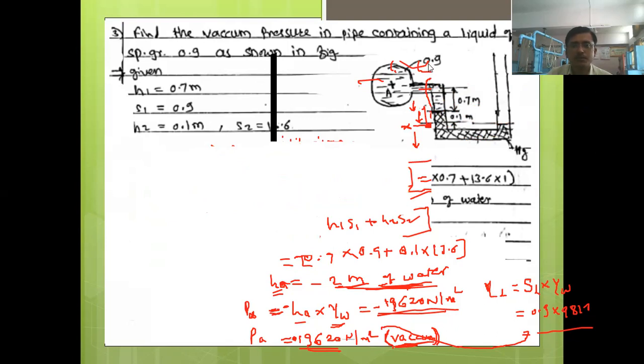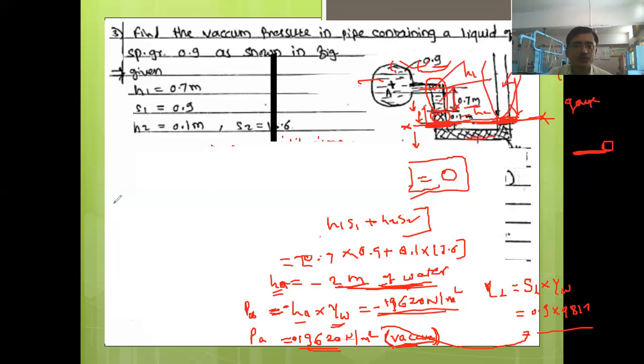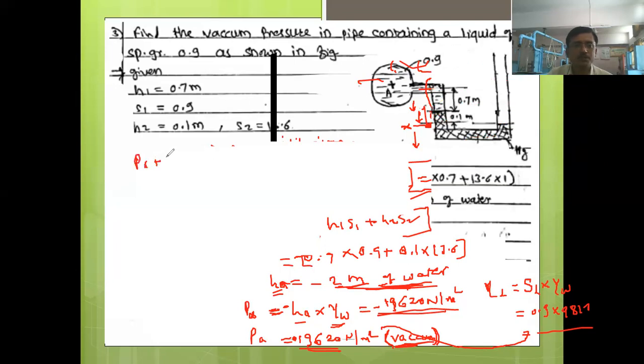Yes. Now tell me, what is the formula in terms of pressure intensity? Under equilibrium condition, pressure intensity in the left limb must be equal to the pressure intensity in the right limb above the datum. So now who will tell me the formula here? PA plus gamma 1 H1 plus gamma 2 H2.